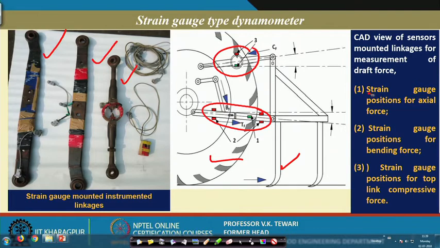This shows the strain gauge positions for axial force, which is 1. Then the strain gauge positions for bending forces, this is 2. Strain gauge positions for the top link, which is compressive force, is number 3. This is the proving ring which is used. We will discuss it slightly later, but this is how it is connected with the 3-point linkage in the tractor.